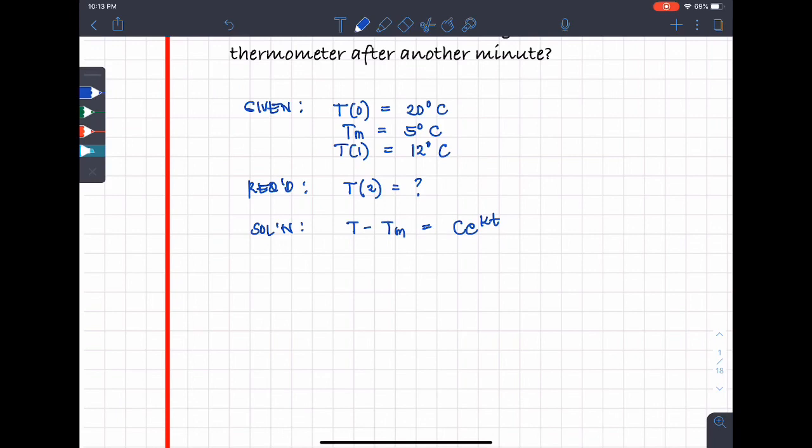So the first thing that we will be substituting here would be our Tm, or the temperature of the environment, because that is constant. So that would be T minus 5 equals C e^(kt). And again, similar with the growth and decay, we need two initial values, for us to get the value of the arbitrary constant C, as well as our proportionality constant k. From there, we'll be able to derive our general formula, which pertains to the temperature of the body with respect to time.